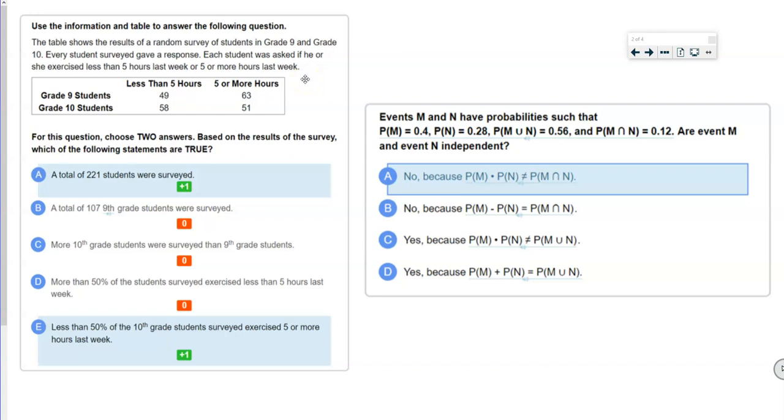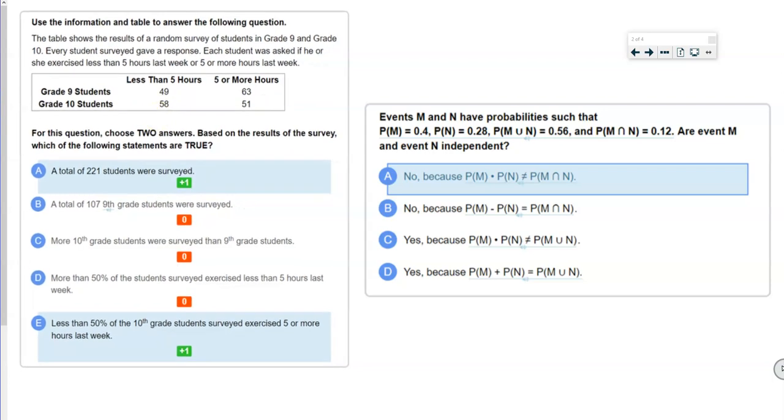Okay, so the first thing I'm going to do here is add up some of these columns. Okay, so 49 plus 58 is 107. And then we've got 63 plus 51, that's 114. Then over here, that's a total here, and then I'm going to do a total over here as well, okay? So 49 plus 63, that's 112. And 58 plus 51 is 109.